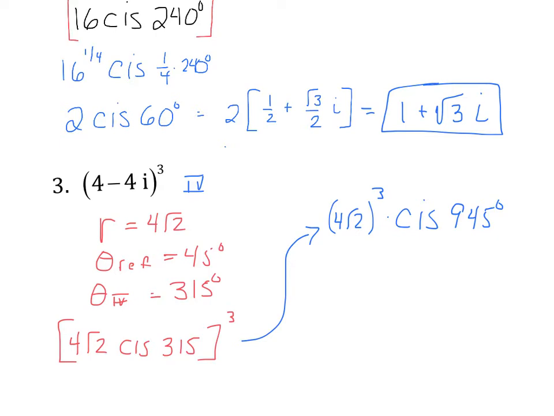So 4 root 2 to the 3rd. 4 to the 3rd is 64. Root 2 to the 3rd is root 2 times root 2, which is 2, times root 2, which is 2 root 2. Cis. So then we've got to do 945 minus 360 a couple times, or 945 minus 720, which is going to be 225 degrees. So we found the coterminal angle. So then we've got 128 root 2 cis 225.